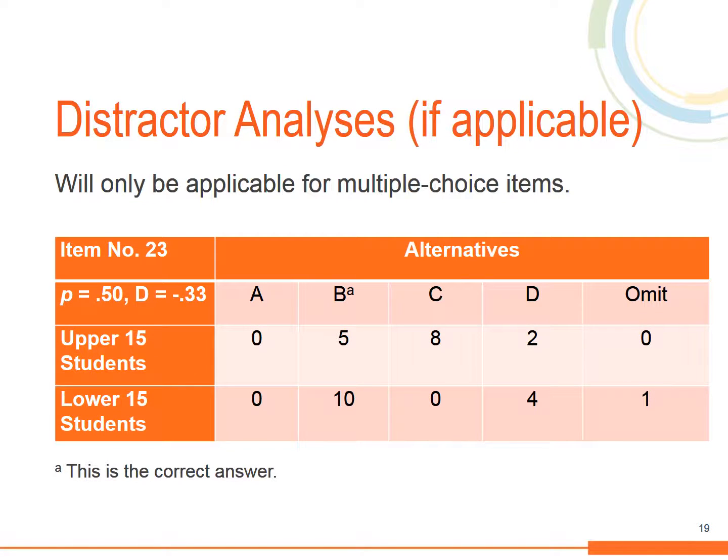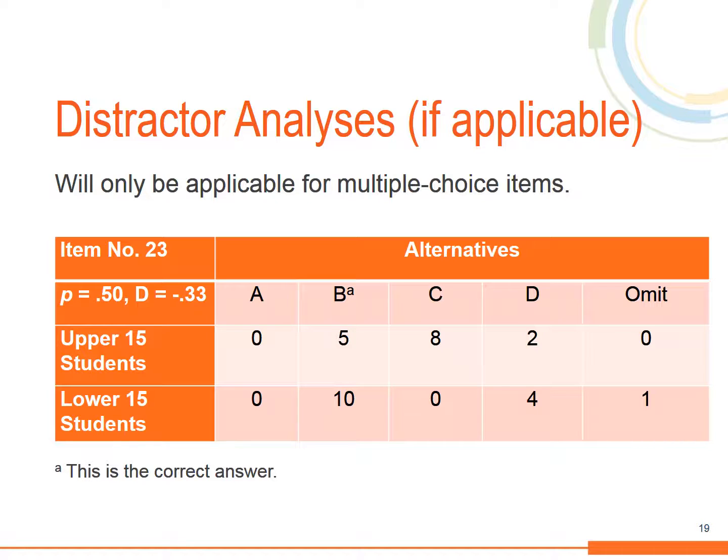Now, in some situations, if you really want to dig into a specific item more, you can do what's called a distractor analysis. Now, this only works for multiple choice tests because a distractor is the other options that might distract the student from choosing the correct answer. So, you can see this chart here. This is about one specific item, item number 23. I've got the data right there, the p-value and the d-value. You can see that d-value is a negative number. So that's really what I want to dig into. That's really what I want to figure out, what's going on here.